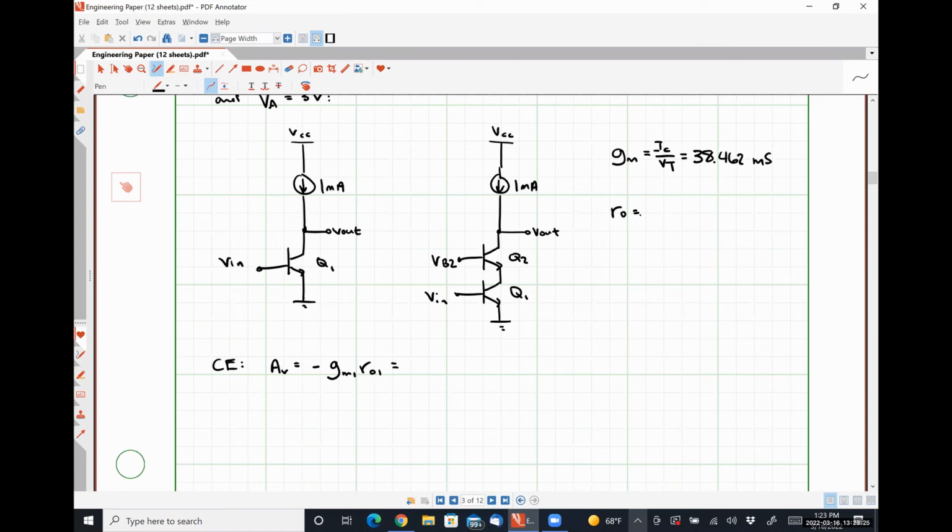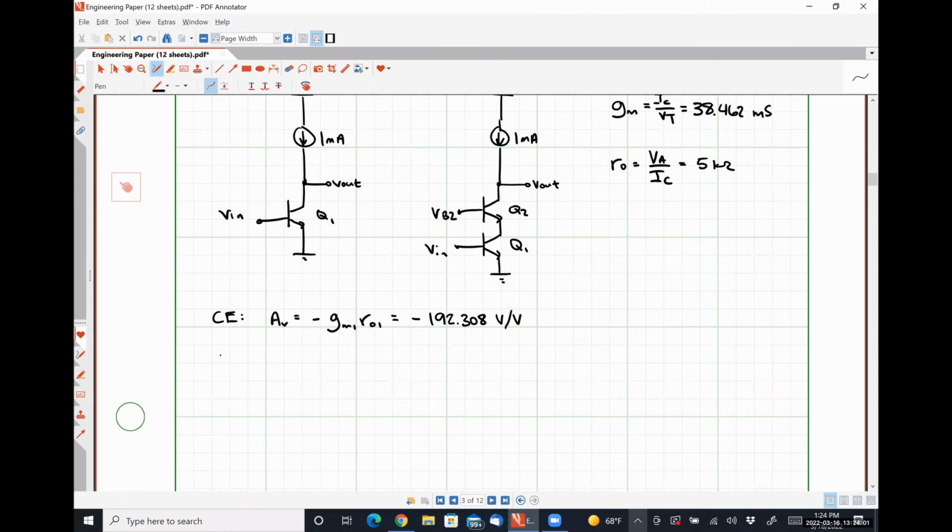And R naught, which is VA over IC, comes out to be 5 kiloohms. If we multiply those two quantities together, we get a gain of negative 192.308 volts per volt. So that's for the common emitter stage by itself.